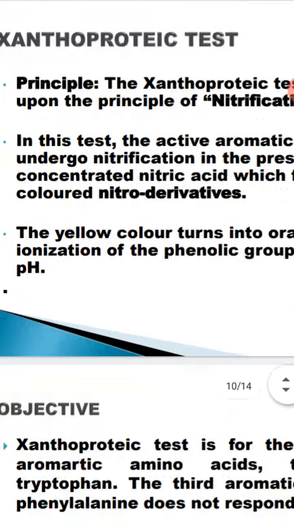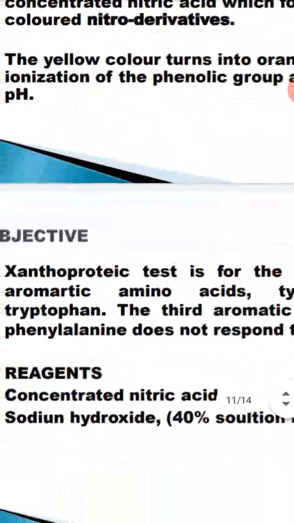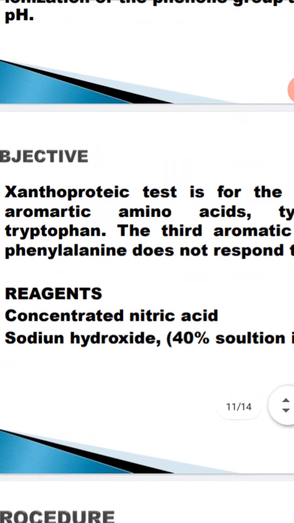Now what is the objective? The objective of the xanthoproteic test is to detect aromatic amino acids. What are the aromatic amino acids? Generally tyrosine and tryptophan. But the third aromatic amino acid, phenylalanine, does not respond to this test. The xanthoproteic test will not come for phenylalanine. It will only come for tyrosine and tryptophan if these aromatic amino acids are present.